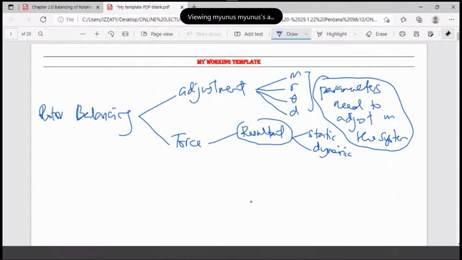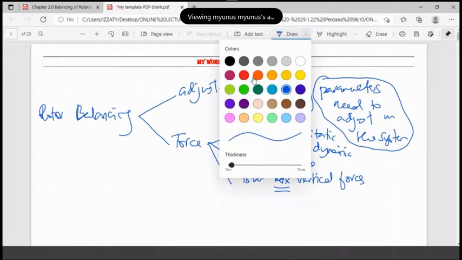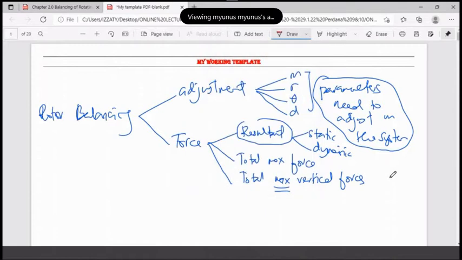Then you have this one, which is new to you. What we call the total maximum force. This is new to you. And the other one will be also total, but this one is maximum vertical forces. Of course, when you have maximum, you have another one, minimum. Okay, so in here our concern is the forces.